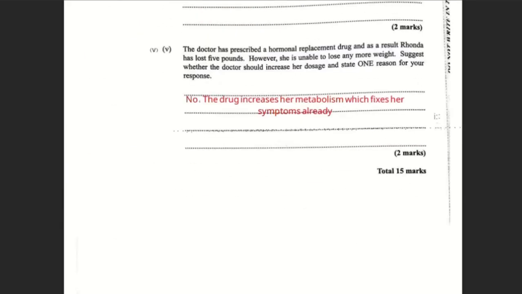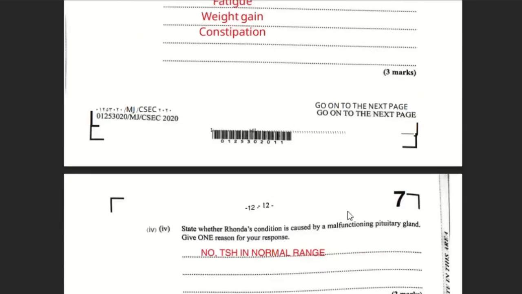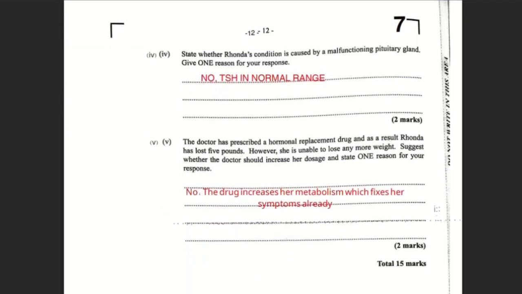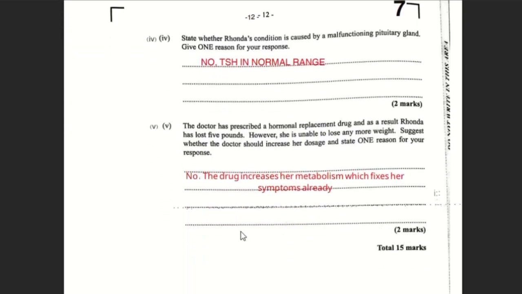So as we said before, if the pituitary gland was the problem, we would know, since it is what secretes the thyroid stimulating hormone that gets the thyroid gland to work. But in Rhonda's case, it's in the normal range, so that is not the issue. The next question says the doctor has prescribed a hormonal replacement drug, and as a result, Rhonda has lost 5 pounds. However, she's unable to lose any more weight. Suggest whether the doctor should increase her dosage and state one reason for your response.